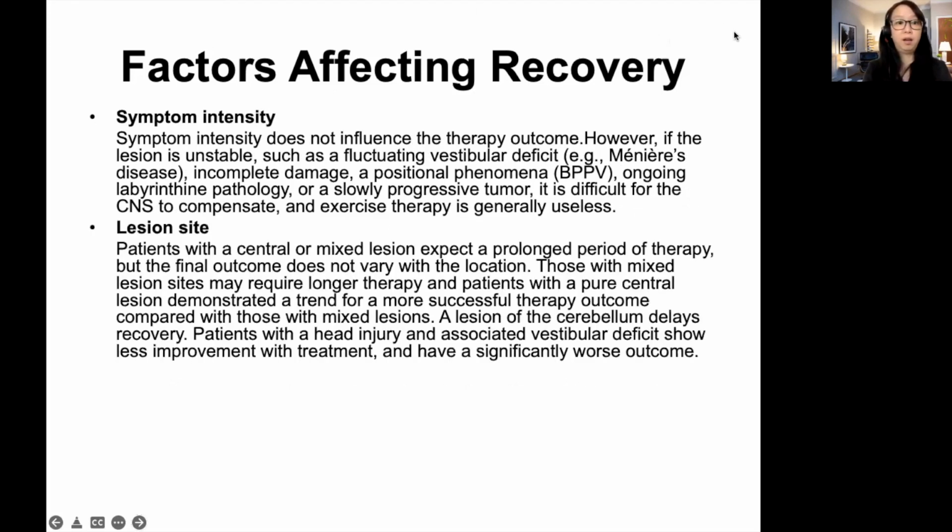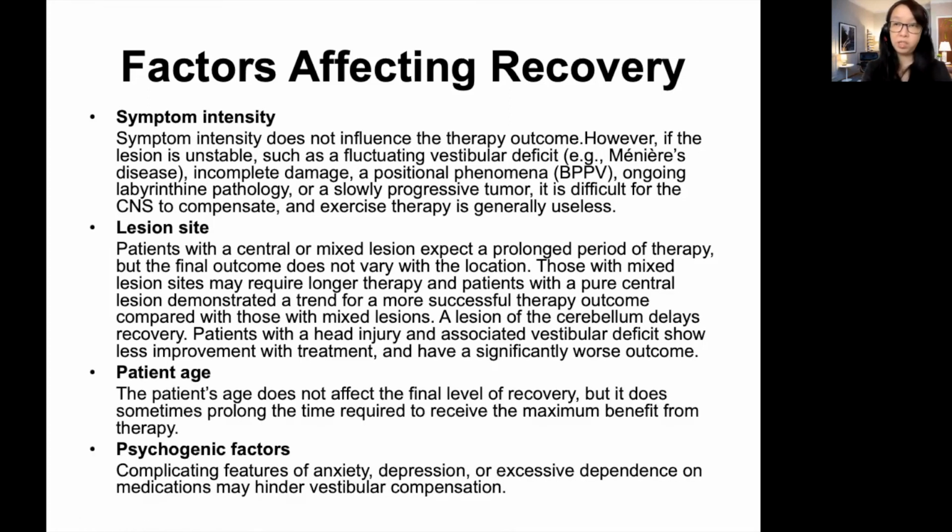Okay. So symptom intensity does not influence outcome. All right. But if they are constantly feeling uncomfortable and they don't do the exercises, of course, it's harder to get better. Lesion site, if it's a cerebellar lesion, then recovery is a bit more difficult. Patient's age, like I mentioned earlier, if they are older, recovery is slower and they may not get 100% better, but there will be improvement.